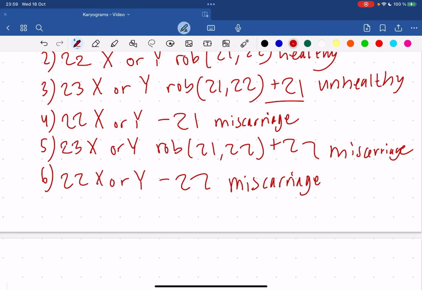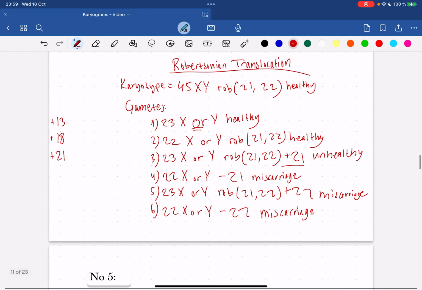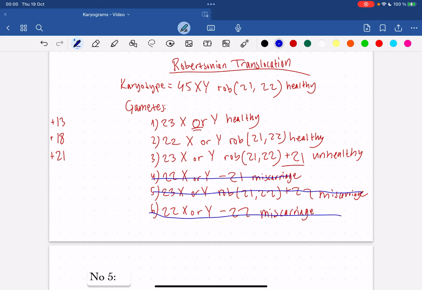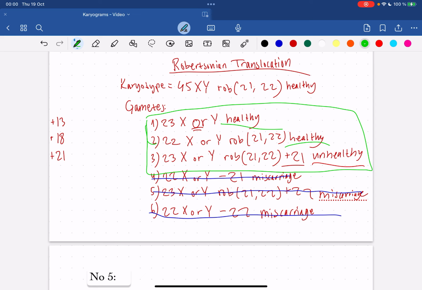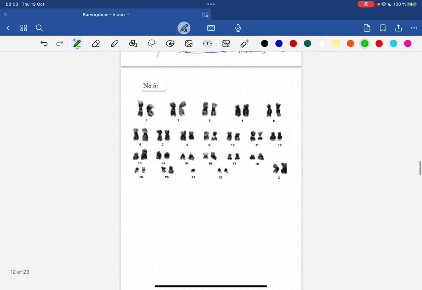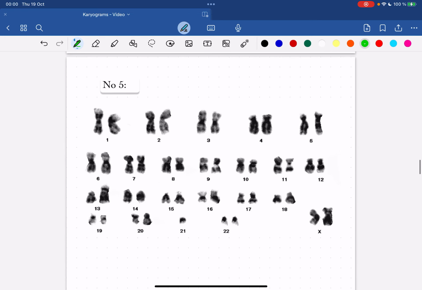So in our case, what are the chances that these will produce healthy children? We don't count any of these miscarriages because these will not produce any children at all. This one will be unhealthy, this one will be healthy, and this one will be healthy. So out of these three options, 2 will be healthy. So we write 2 out of 3 healthy. That's just how easy that was. Next up is number 5. Boy, we have a long way to go.